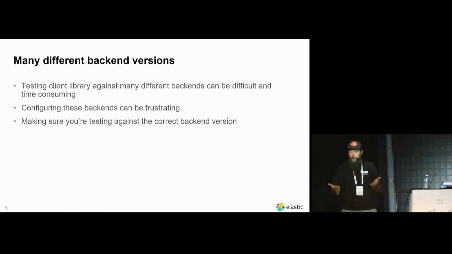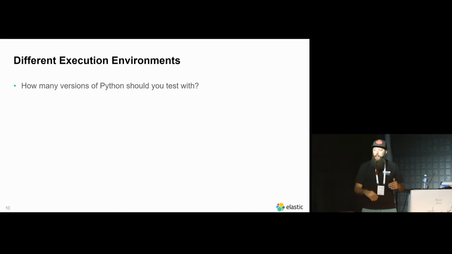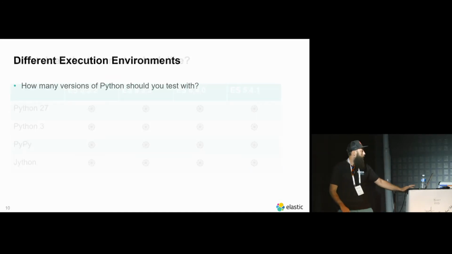And similarly, configuring these backends. So, starting one, starting another, making sure that you're running the right version at the time when you run the tests. This can be frustrating and kind of a pain. And then obviously we have different Python versions. Tox is really good at handling this, but we can also get that same flexibility using Docker.